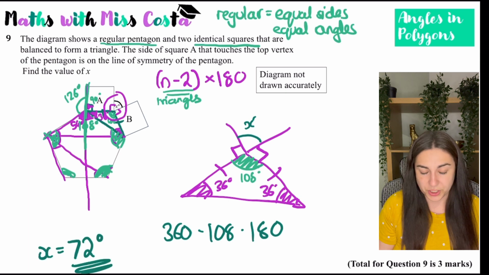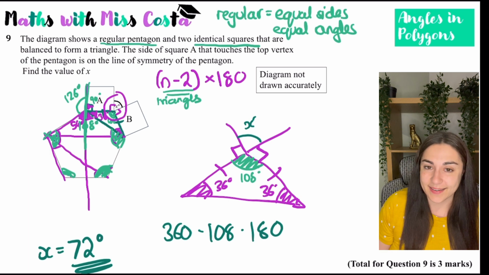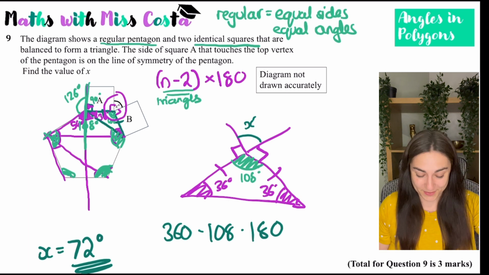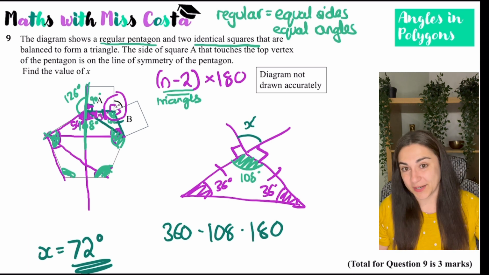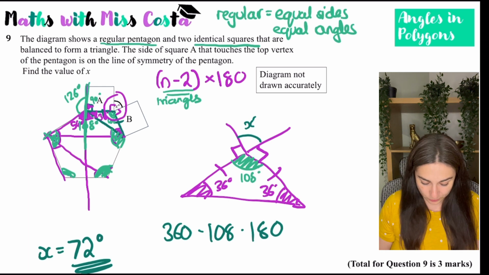Now it hasn't told you to give reasons, but if it did, then you would have just written down the reasons that I was saying. So like angles at a point, angles in a straight line, it's an isosceles triangle because the sides are equal, and all of those things.